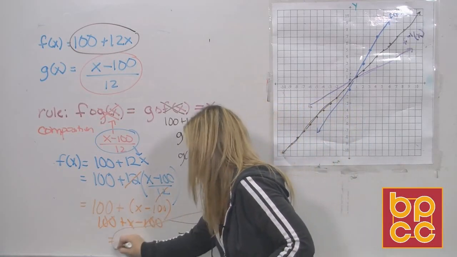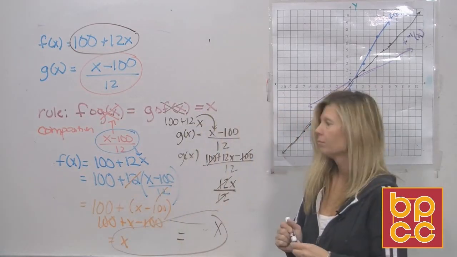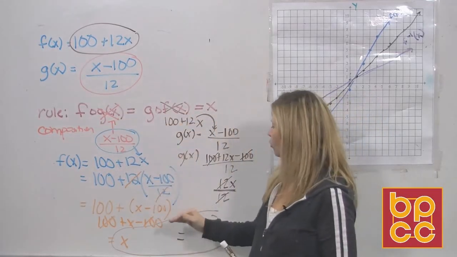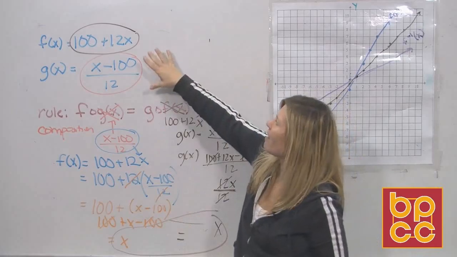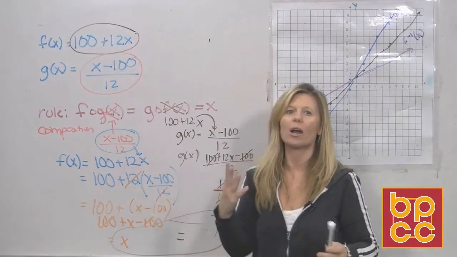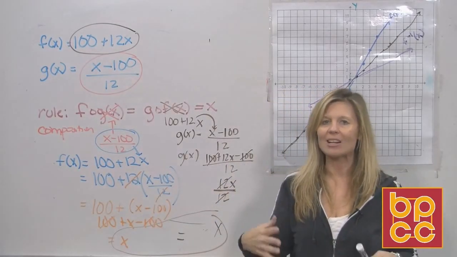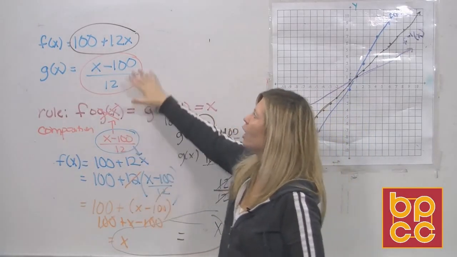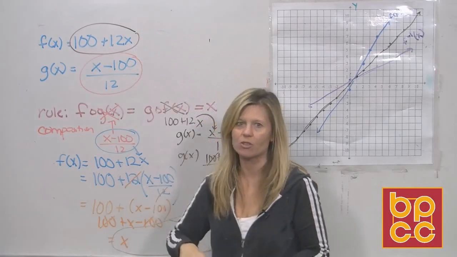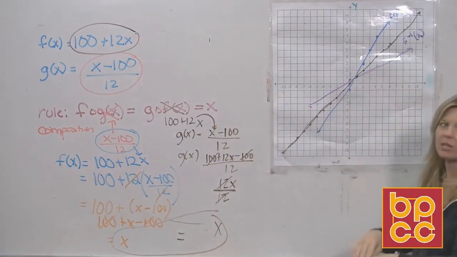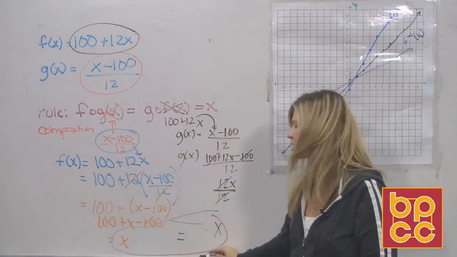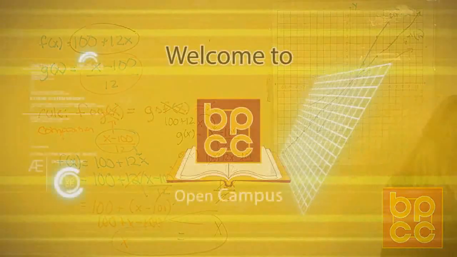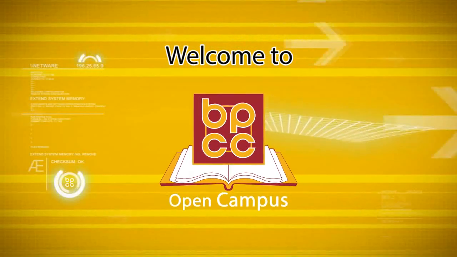When you do a composition both ways, f of g of x and g of f of x, and both times you get out the letter x, you have now proved that these two are inverses. And that's your rule. So that's why you had to learn compositions first. A composition is a way to prove that two equations are inverses without having to draw a picture. And that finishes up our definition of inverse. I'll see you in the next module.